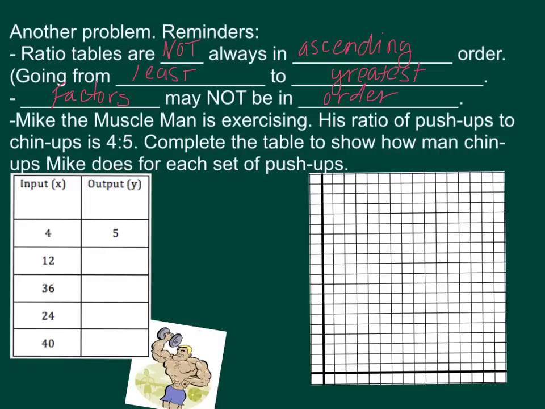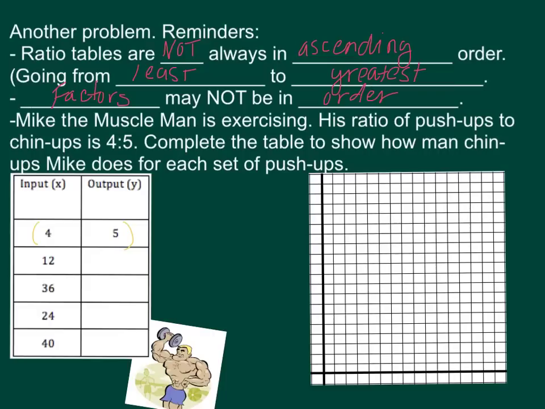So, this problem says Mike the Muscle Man is exercising. His ratio of push-ups to chin-ups is 4 to 5. So that is the ordered pair we have first on our table, our ratio of 4 to 5. They want us to complete the table to show how many chin-ups Mike does for each set of push-ups.